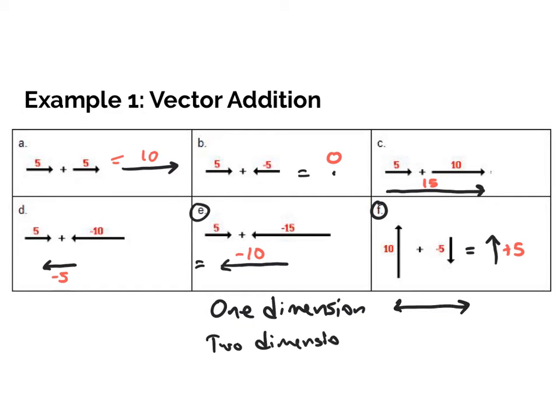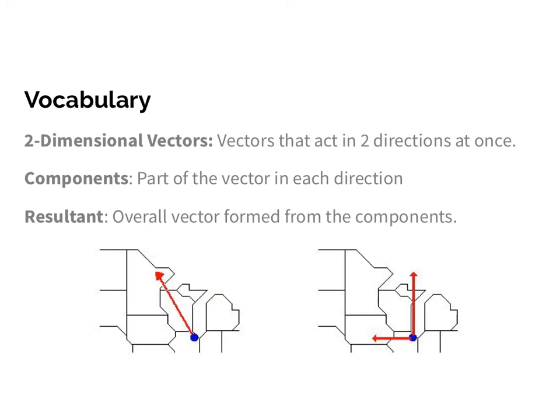Okay, so 2 dimensions is where it's going to get sassy, and what that means is we're going to have a vector, say, working up, but we're also going to have something working right. So we have 2 distinct different directions going on in one sort of thing. So that's our goal in this chapter, is we're going to look at what are called 2-dimensional vectors. So 2-dimensional vectors are going to be any sort of vectors that act in 2 directions at once.